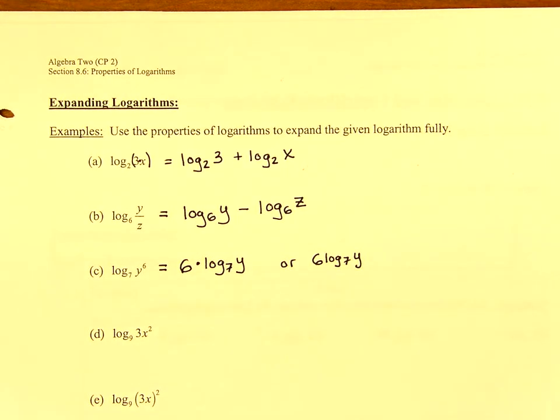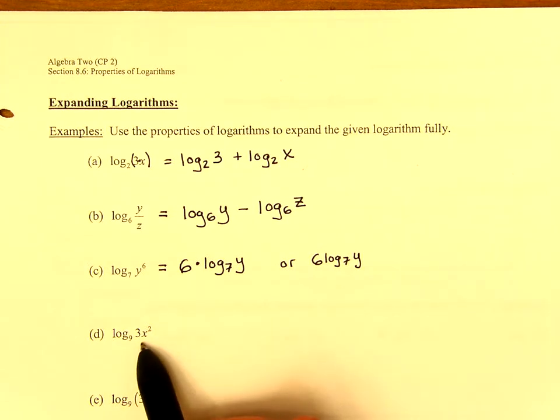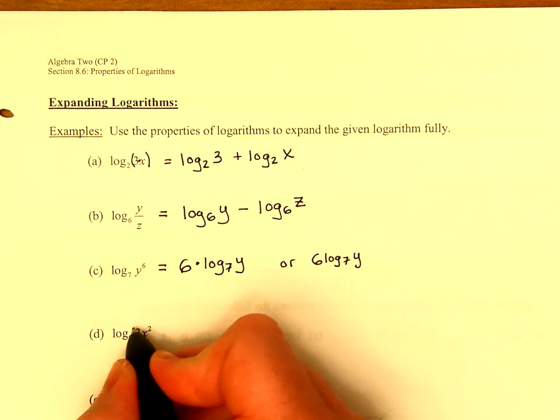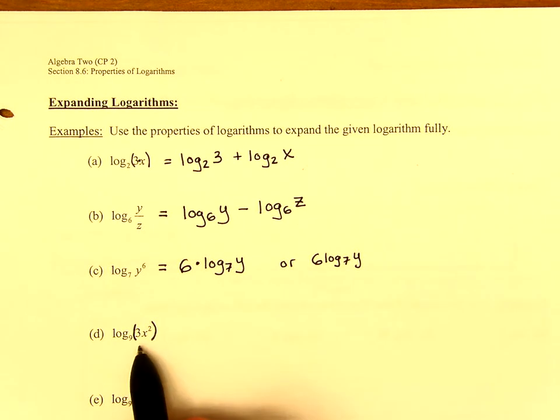So these 3 give us the basic ideas behind expanding our logarithms. There are no new properties. We're still using those same properties. We're just going in reverse now with them. In letter D, I want to look at the problem log base 9 of 3 times x squared. I'm going to deal with this problem in 2 steps. First, I see this multiplication problem inside my parentheses. I see 3 times x squared.